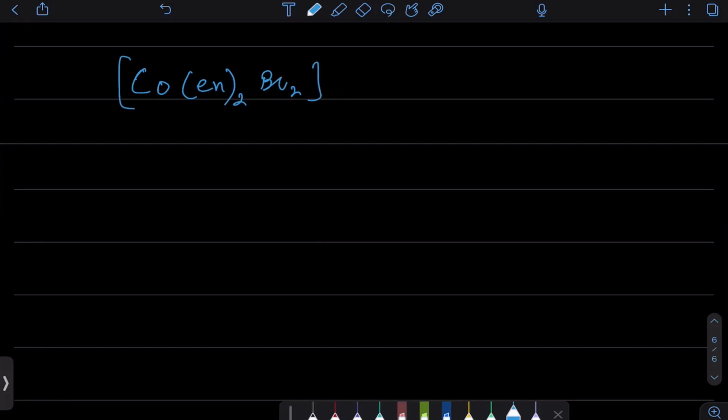Okay, so that's what I have. Now bromide is -1 and En is neutral, so overall the charge is going to be 0 because cobalt is also +2 in this case, let's say. So what will the octahedral shape look like? Even though I have 4 ligands, the coordination number is still 6 because it's still going to make 6 bonds.